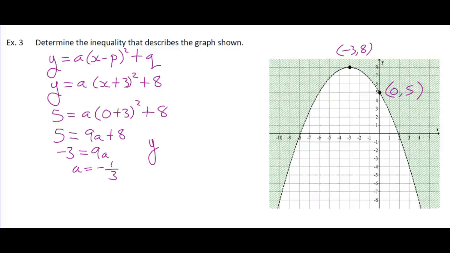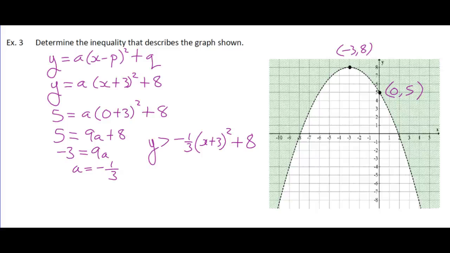So y is strictly greater than -1/3 (x + 3) squared plus 8. Okay, so y is strictly greater than -1/3 (x + 3) squared plus 8.